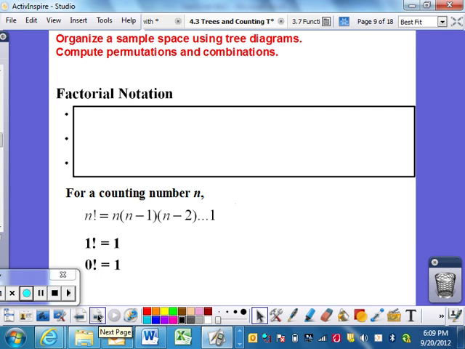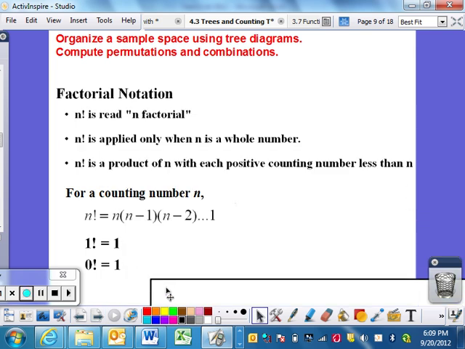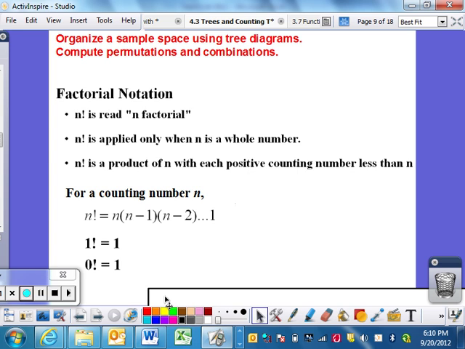What is factorial notation? This is read as n factorial. It's applied when n's a whole number, and whatever number you start with, you multiply all the way back down to 1. So n factorial would be n, n minus 1, n minus 2, all the way down to 1. Just note that with factorial, 1 factorial and 0 factorial are both indeed 1.